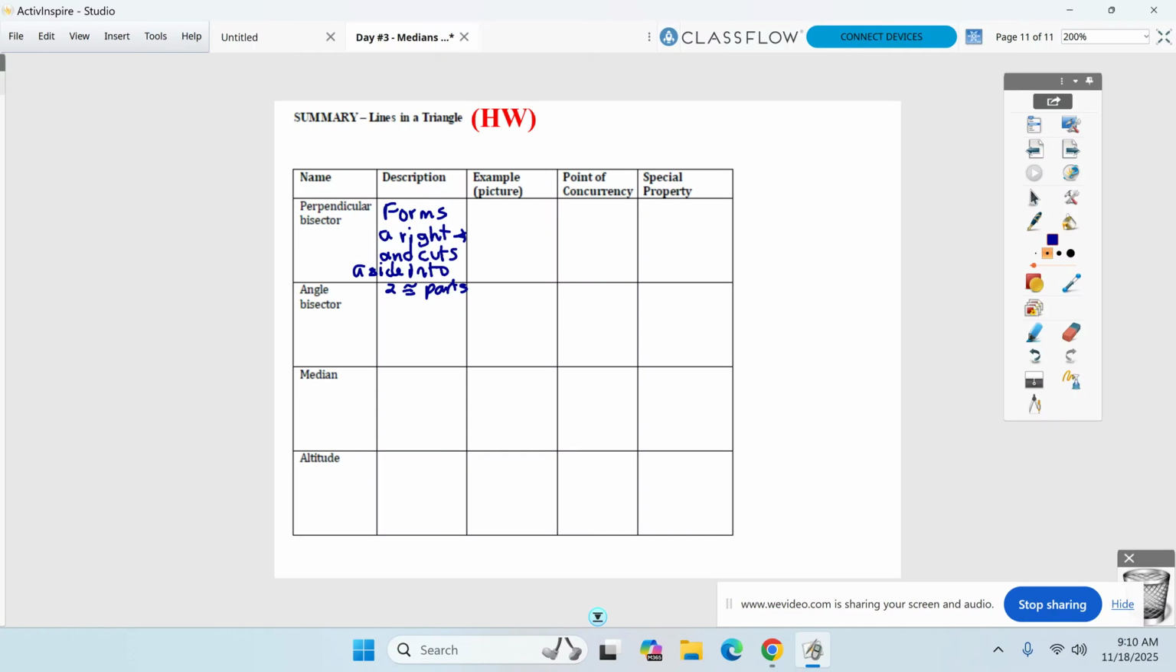Draw me a picture of it. Everybody should be starting with the triangle. And then show me a perpendicular bisector. It can come from any vertex, right? Boom, boom. There you go. There's a perpendicular bisector. Make sure you have a right angle and hash marks. Where do they all intersect? What's that point called where they all intersect?